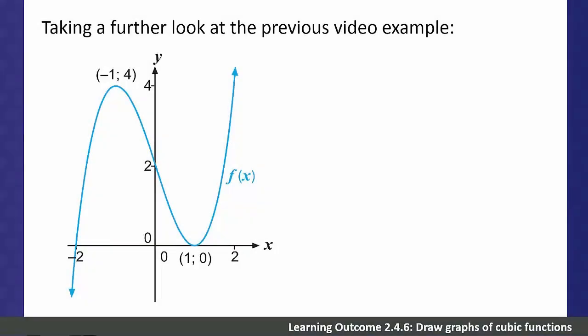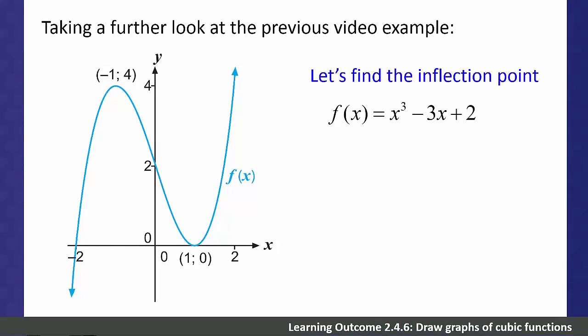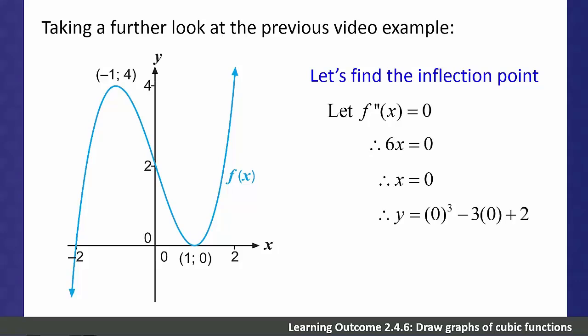Let's explore the previous example a little bit further. What if we wanted to find the inflection point of the cubic function f(x) equals x cubed minus 3x plus 2, where we found the derivative of f(x) to be 3x squared minus 3? To find the inflection point, we need the second derivative of f(x), which is 6x. Then we set the second derivative equal to 0, so that 6x equals 0. We solve to find that x equals 0. Substituting back into our function to find our y coordinate, we find that y equals 2. So the point of inflection is at (0, 2), which we can mark on our graph.